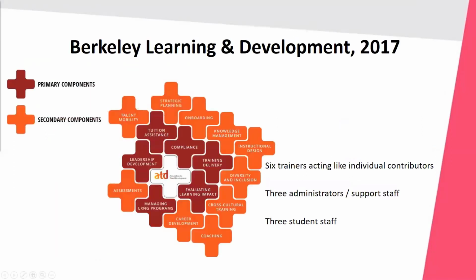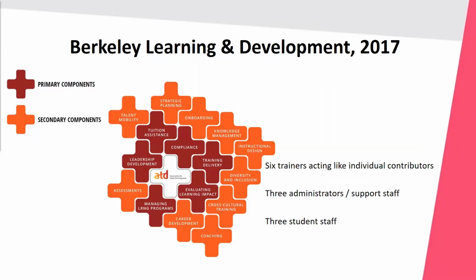And so what I did when I came here at Berkeley, about a year and a month ago, about 13 months ago, was take a look at what our learning and development shop was doing using this online tool. We had about 6 trainers on the team who were really acting in stovepipes, as individual contributors, working just on the programs they were working on. We had 3 administrative and support staff that were part of the L&D team, and then 3 student staff.